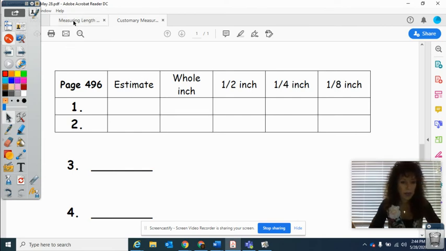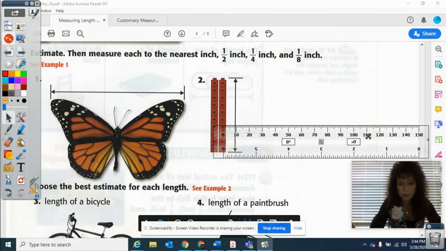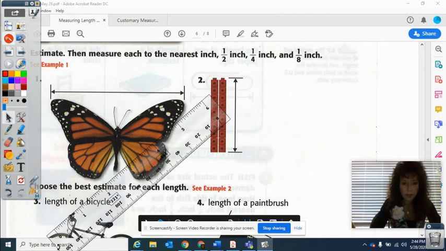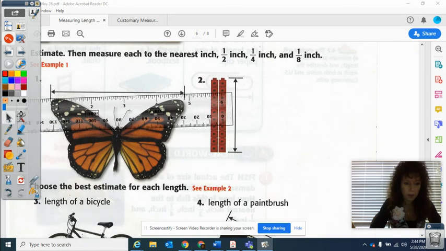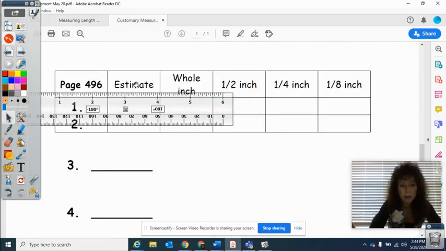All right, so let's go back to our butterfly. And you need to rotate. The first thing you're going to do is just an estimate. So remember, an estimate's a guess. You're going to write how long, or what is the length, of that butterfly. That's your guess based on what you already know about measurement and what you see with your eyes.